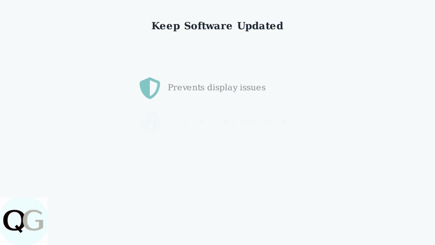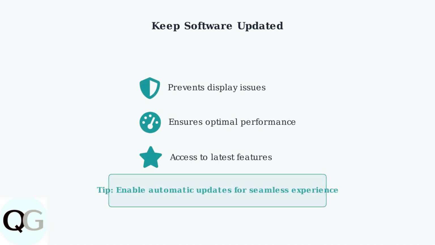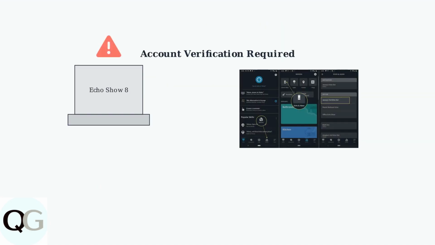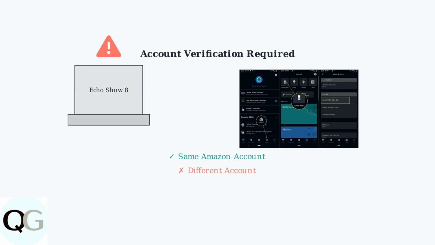Finally, ensure both your Echo Show 8 and Alexa app are running the latest software versions. Regular updates prevent potential issues like display problems and ensure optimal performance. If your Echo Show 8 doesn't automatically connect to the Alexa app, the most common issue is using the wrong Amazon account. Let's troubleshoot this step by step.